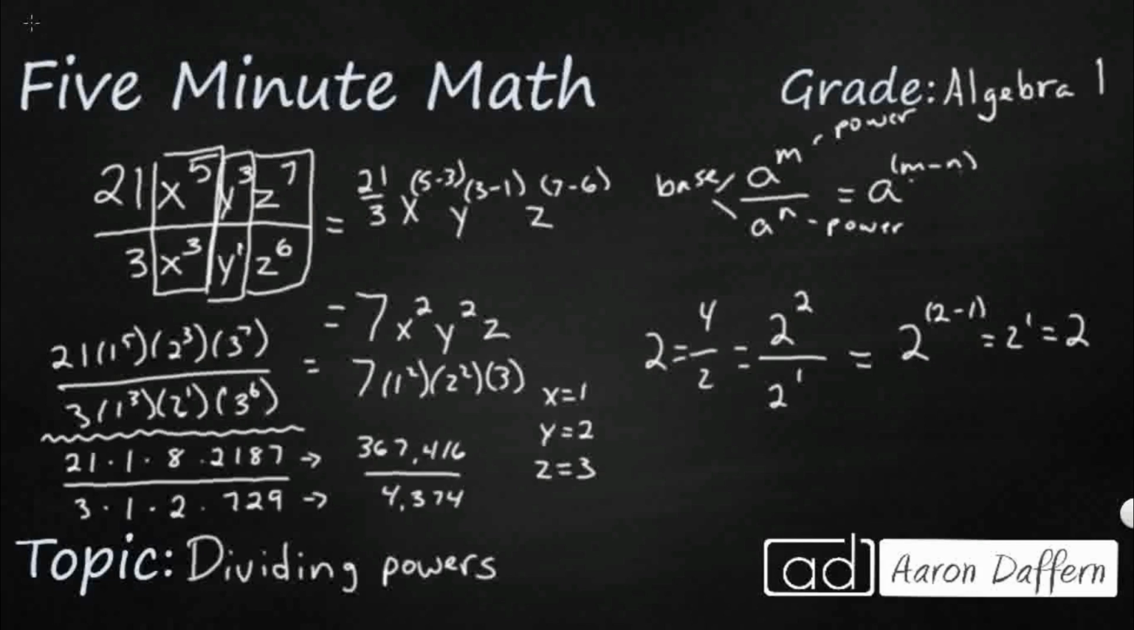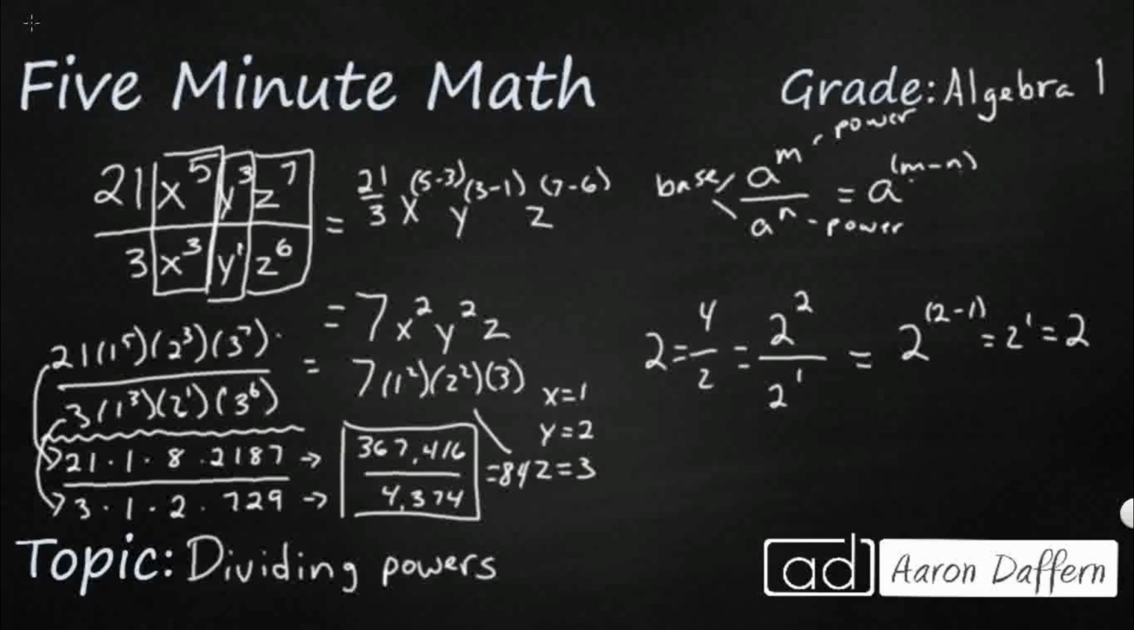If I simplify this top portion, it's 21 to the 1 power, 2 to the 3rd is 8, 3 to the 7th is big, it's 2187. And my denominator is 3 times 1 times 2 to the 1 power, which is 2, and then I've got 729, that's 3 to the 6th power. Those are big, so it simplifies to 367,416 as my numerator and 4,374 as my denominator. If I divide that, guess what it equals? 84. So all of that just makes 84.